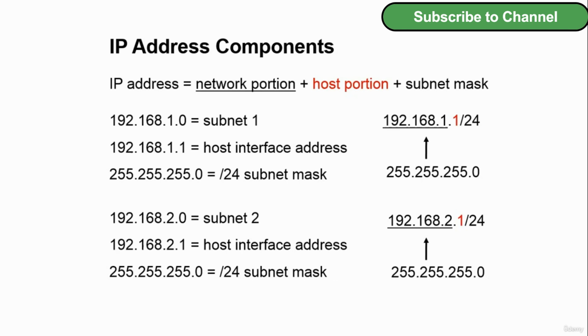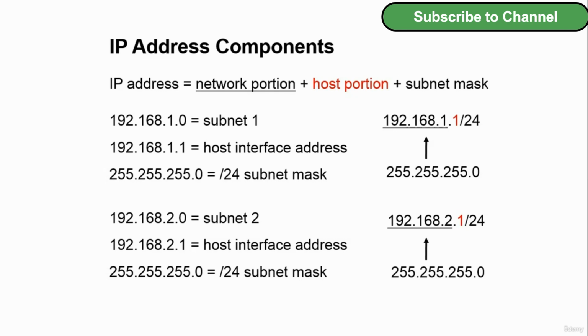And here an IP address is comprised of a network portion, a host portion, and a subnet mask. So for example, 192.168.1.0, this could be subnet 1, and it's the 1 that's changing in that octet, the 3rd octet. The host interface is 1.1, and there's the mask. So this is the subnet mask here, and it's masking off the first 3 octets as the network address, and the 1 is the host address.